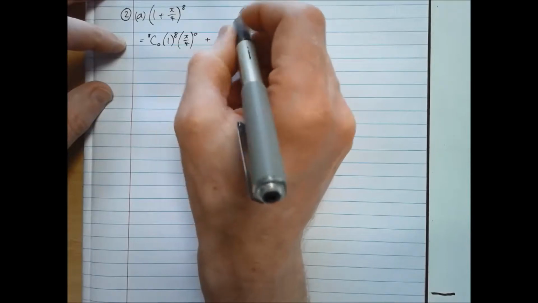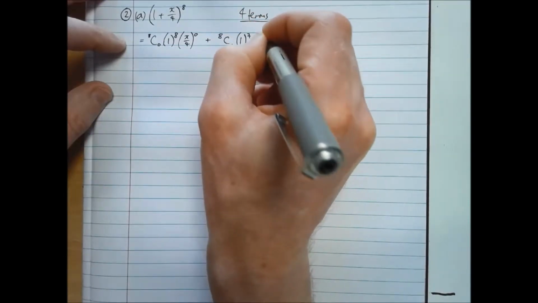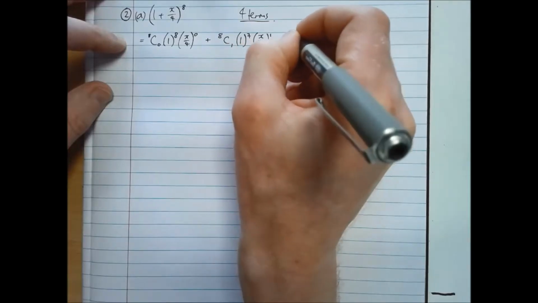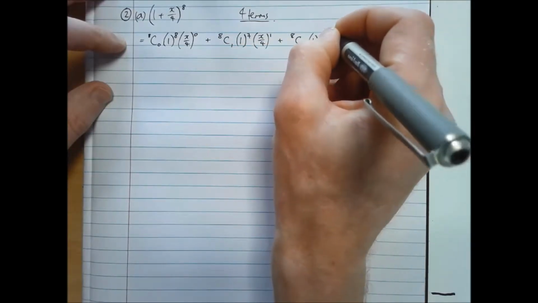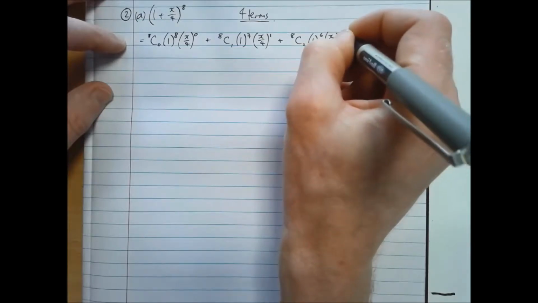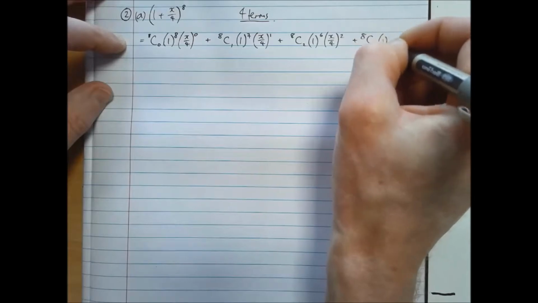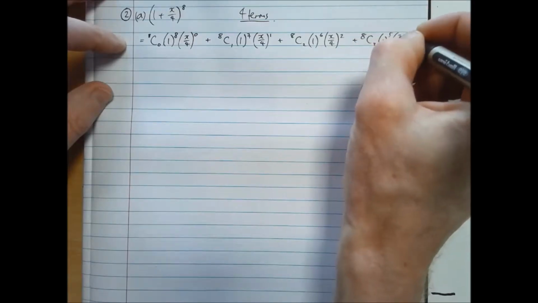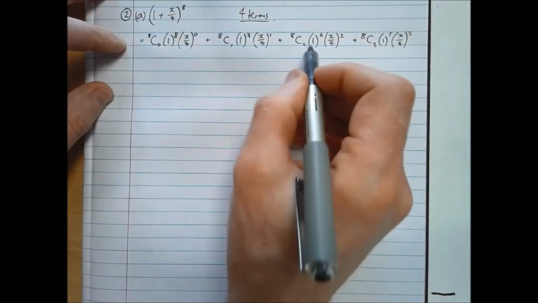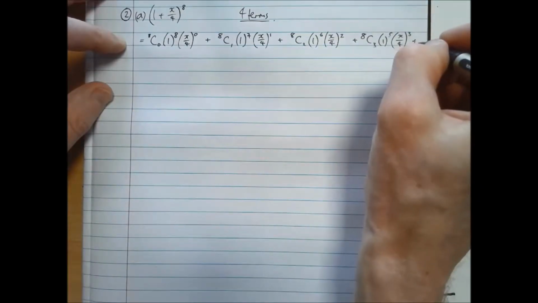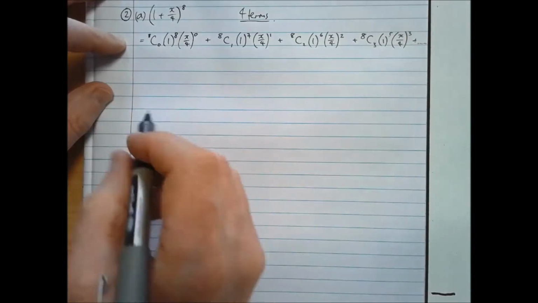So 8C1, 1 to the 7, (x/4) to the 1, then 8C2, 1 to the 6, and (x/4) to the 2, and 8C3, 1 to the 5, (x/4) to the 3. Now that is 1, 2, 3, 4 terms as requested, so then just plus ... to indicate that there are other terms, but we don't need them for this question.